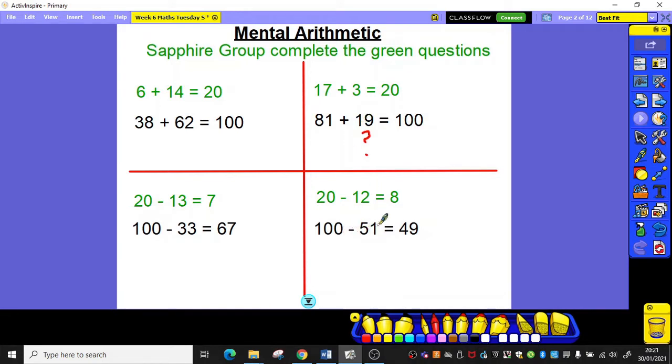If I was going to work out how much to subtract from 100 to get to 49, well, I know that 100 take 50 is 50. So this is 1 less than 50, so I need to subtract 1 more. Obviously 51 and 49 added together using the inverse would make 100.